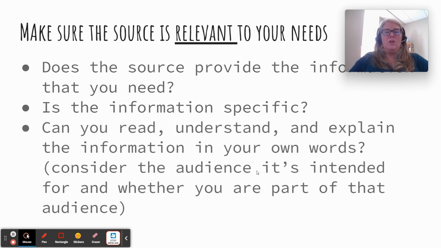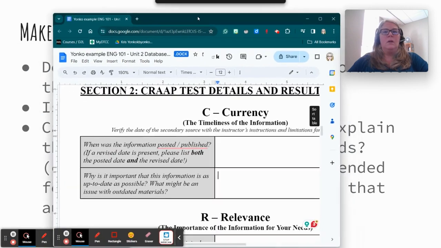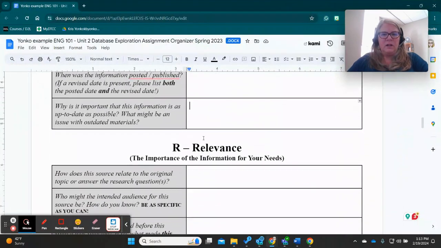The other thing you want to make sure is that you can read and understand and explain the information in your own words. This is sometimes one of the problems with more academic journal articles: they're written for experts by other experts. So it might be very difficult for those of us who are not experts in the field to be able to explain that. And that's something you need to be able to do to work with a resource. Okay. So you want to consider the audience and whether you're part of that audience. All right, so let's see what the questions are here.